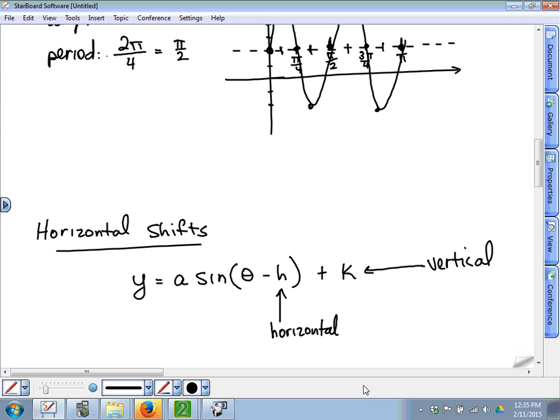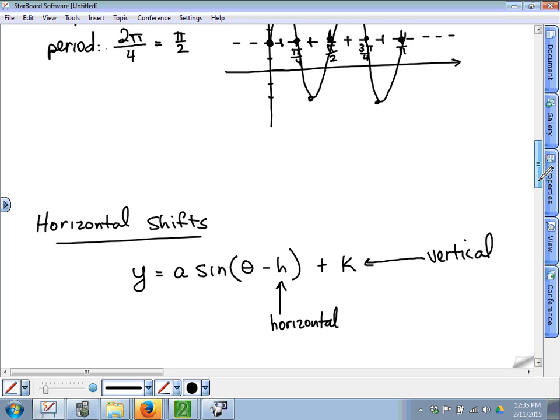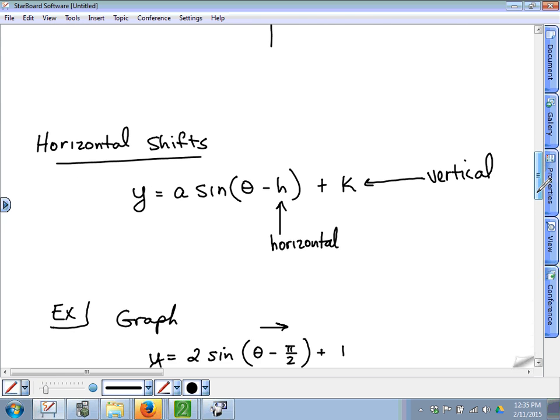The thing you need to remember, if it is inside of the function, it moves opposite of what you would think. If it's theta minus a number, it moves to the right. If it's theta plus a number, it moves to the left. Is it the same with outside? Nope. Outside, if it's plus a number, it moves up. If it's minus a number, it moves down.